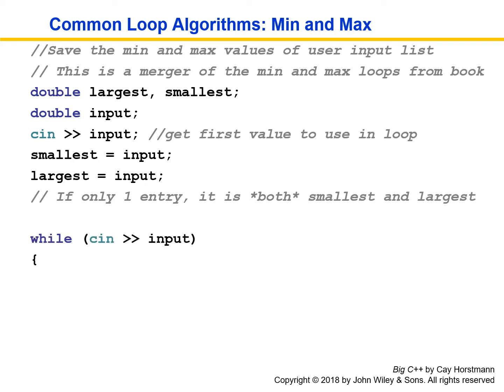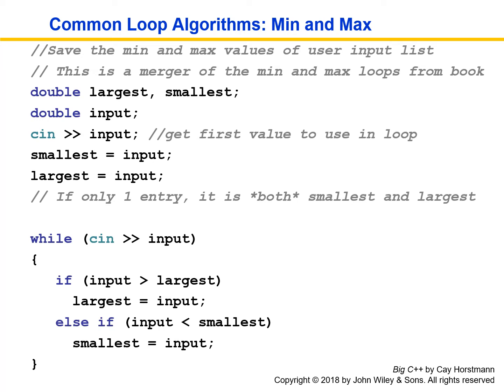Then while cin gives us valid input, if input is greater than largest, we set largest to input. If input is less than smallest, we set smallest to input. And by the time we exit that while loop, largest will now be the largest input that we got, and smallest will now be the smallest input that we got.